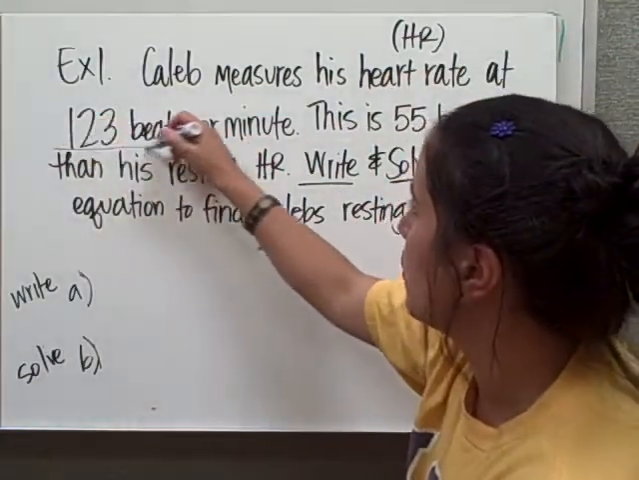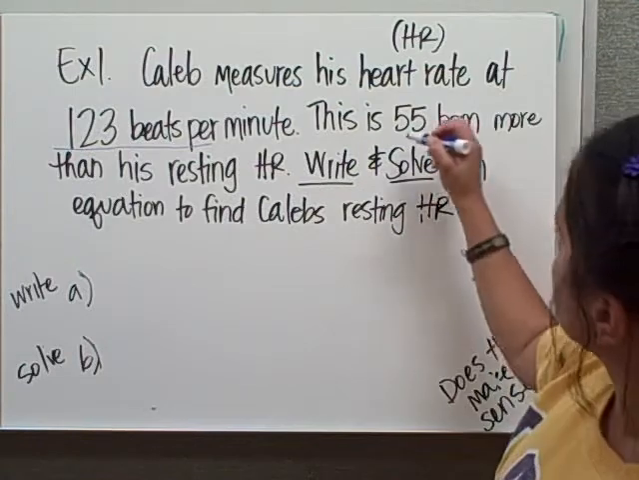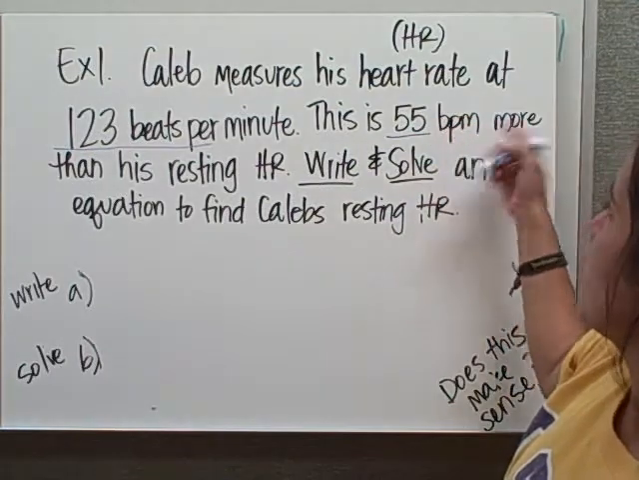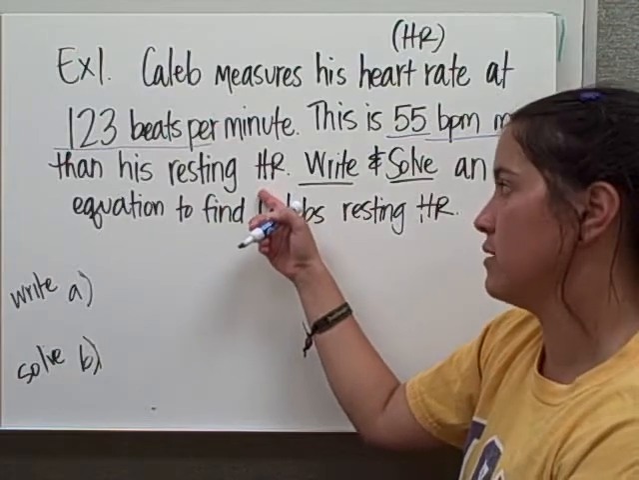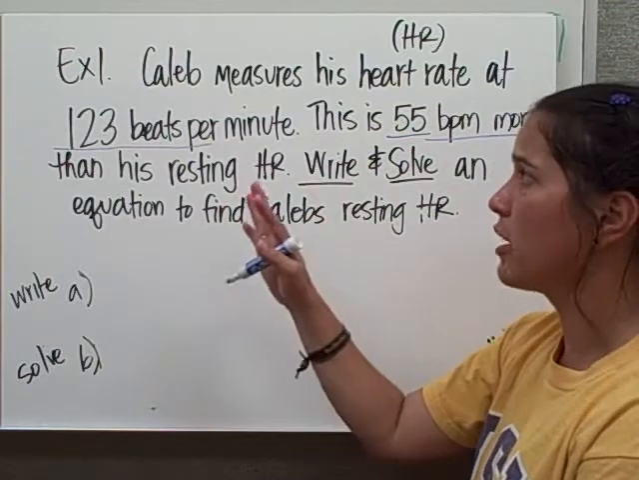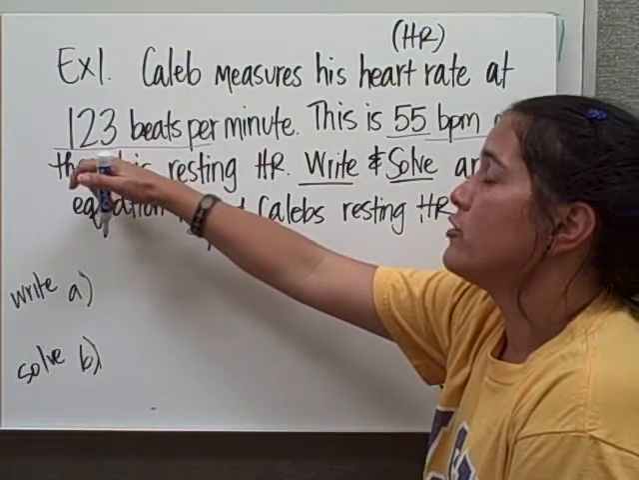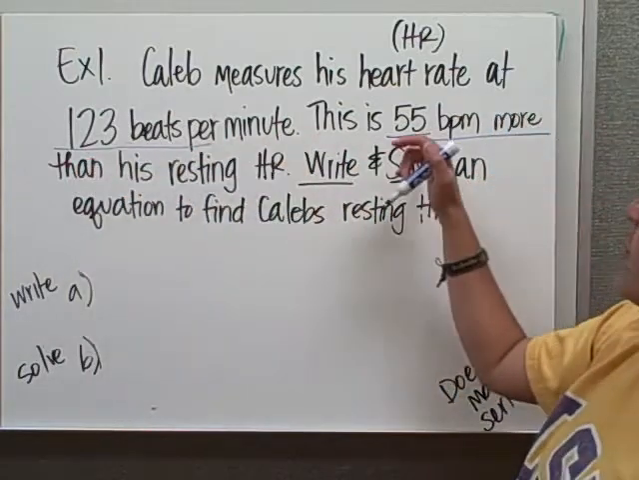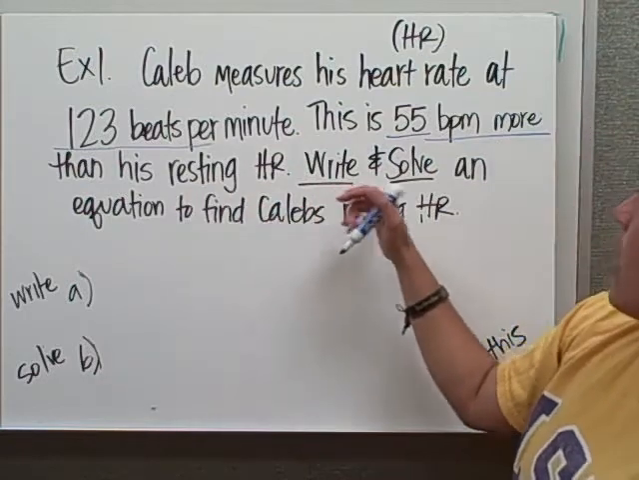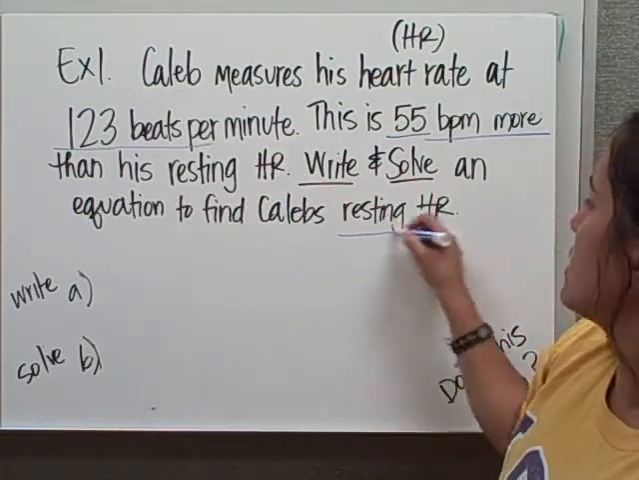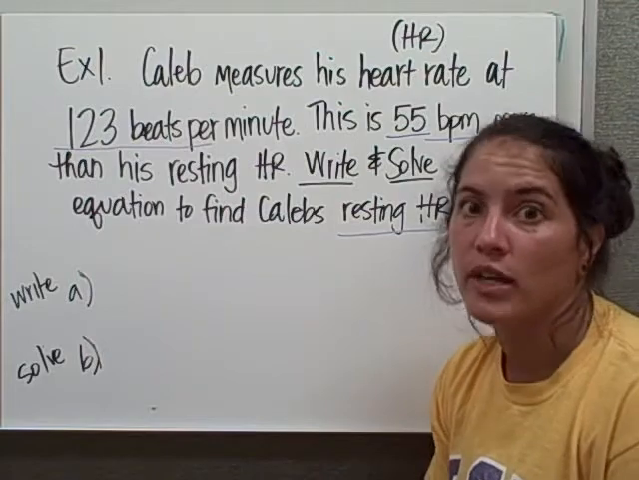So this is important, keywords. This is 55 beats per minute more than his resting heart rate. So before we go any farther, let's just talk about it. 123 beats per minute, and this is 55 beats per minute more than his resting heart rate. Write and solve an equation to find his resting heart rate.